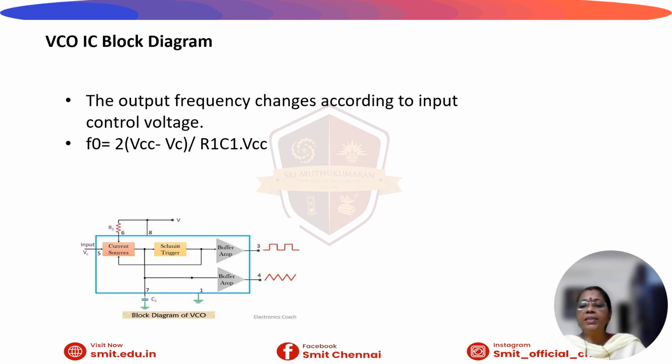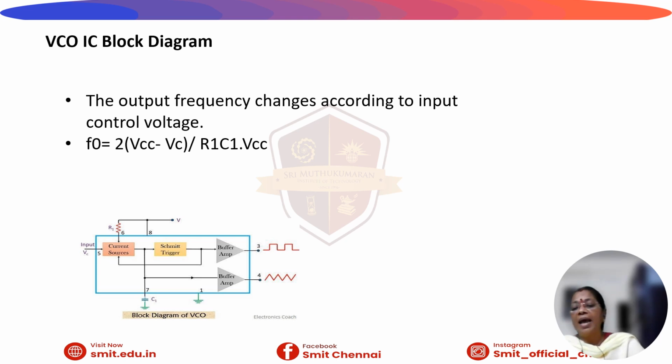The constant current source controls the linear rate of charging and discharging of the external timing capacitor C1 connected at pin number 7. The value of the current is set by the external timing resistor R1 at pin 6 and the modulation control voltage VC at pin 5.